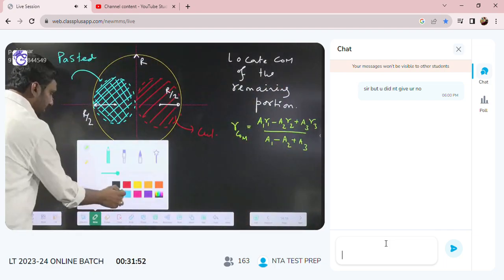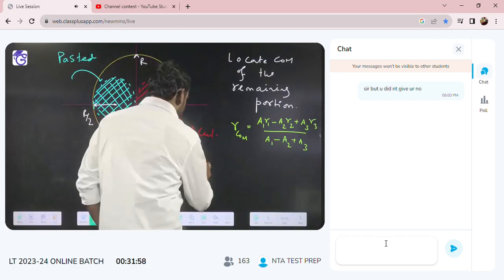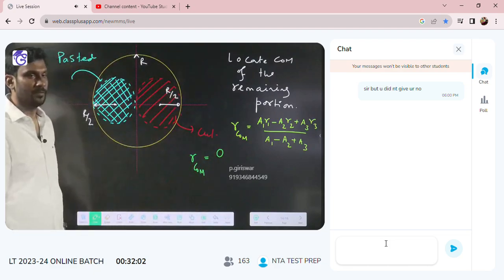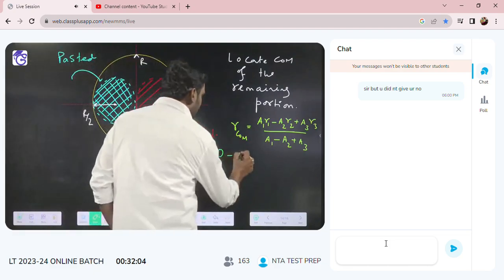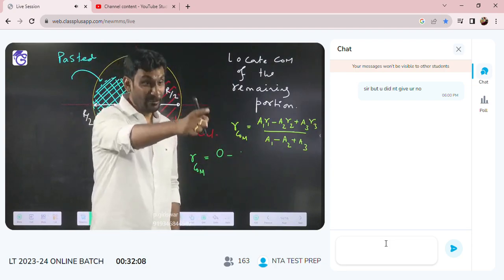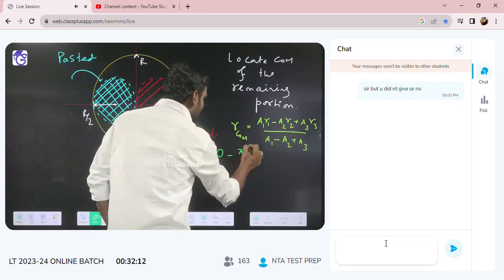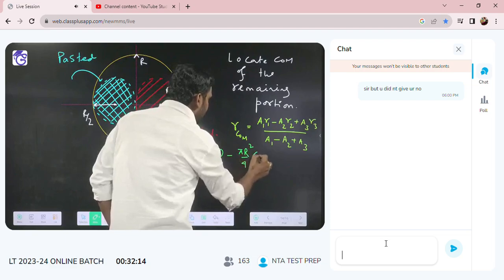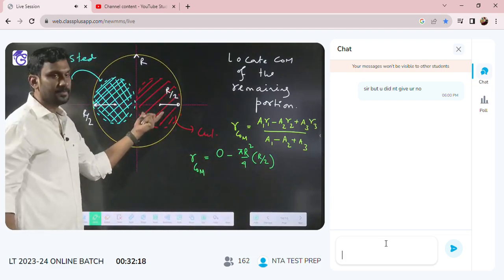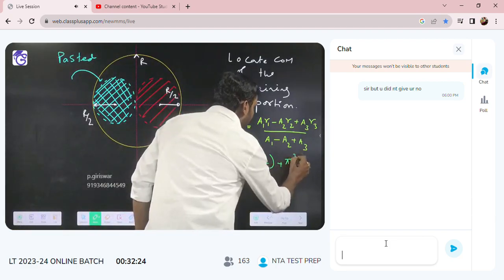Now let us apply. See, everything gets solved by the concept. So R center of mass: A1 R1 is 0, no problem. Minus A2, Manas, that was the mistake I was waiting for. It is not 0. See, minus pi R square by 4 into R by 2. This is R by 2. Boys and girls, plus pi R square by 4.